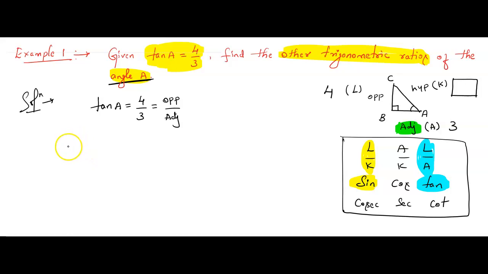So what does Pythagoras say? Square on the hypotenuse. So which is the hypotenuse side? That is AC. So we write here, that is AC square. Square on the hypotenuse. This is the Pythagoras statement. Square on the hypotenuse is equal to the sum of the squares of the other two sides. Sum means addition. So which are the other two sides? That is BC square plus AB square.